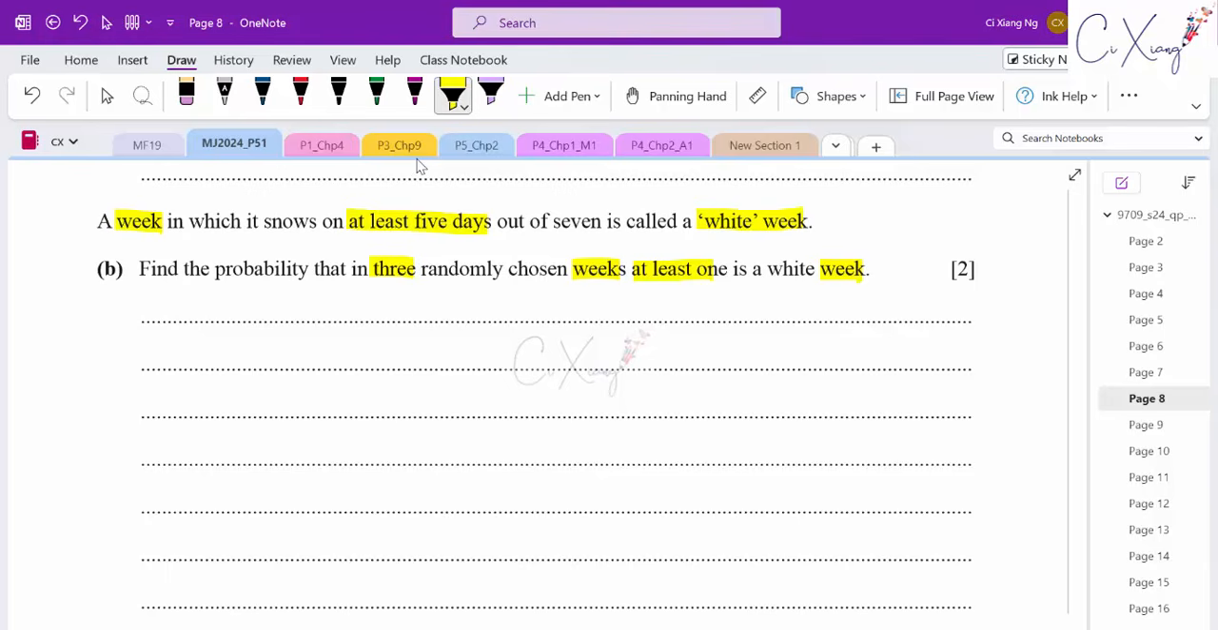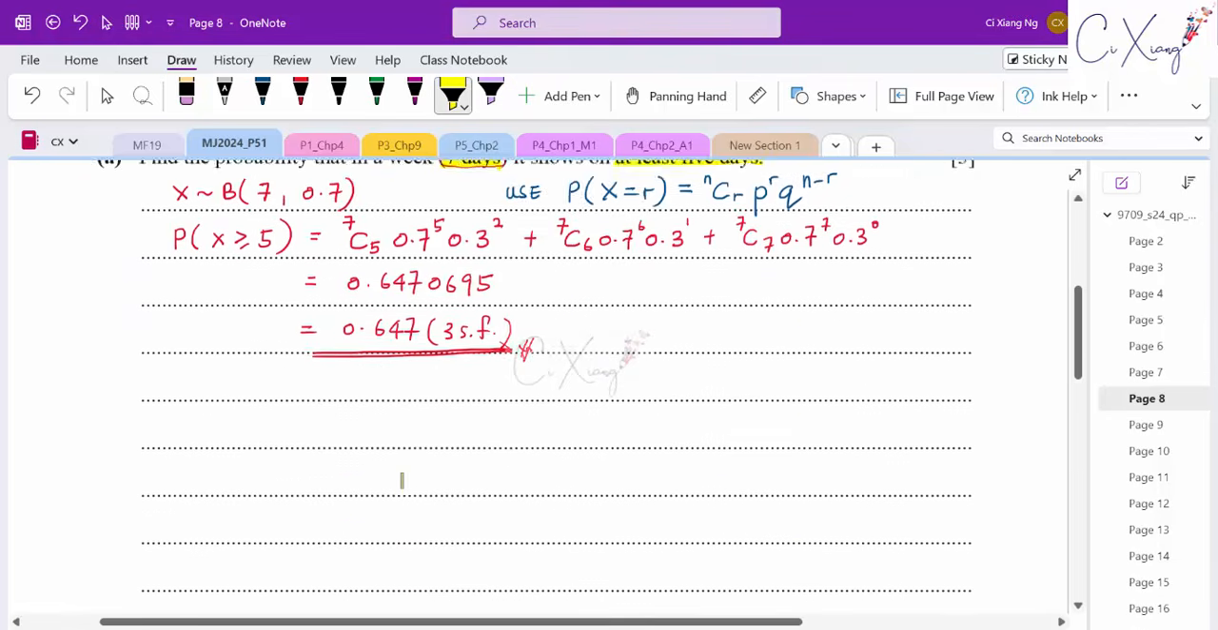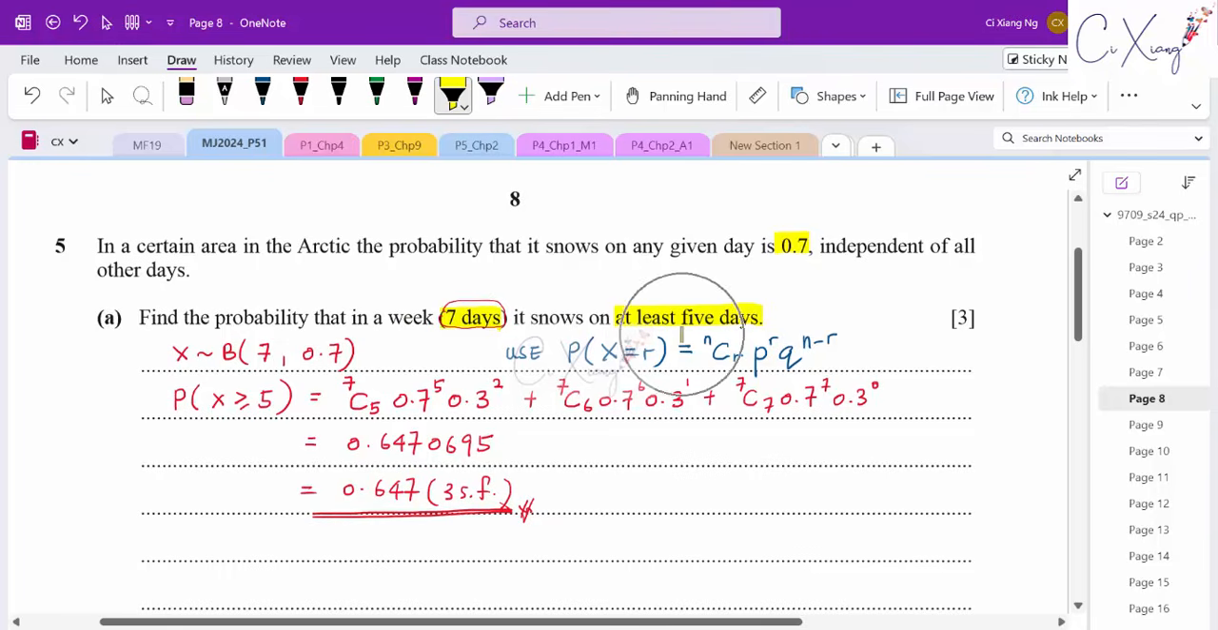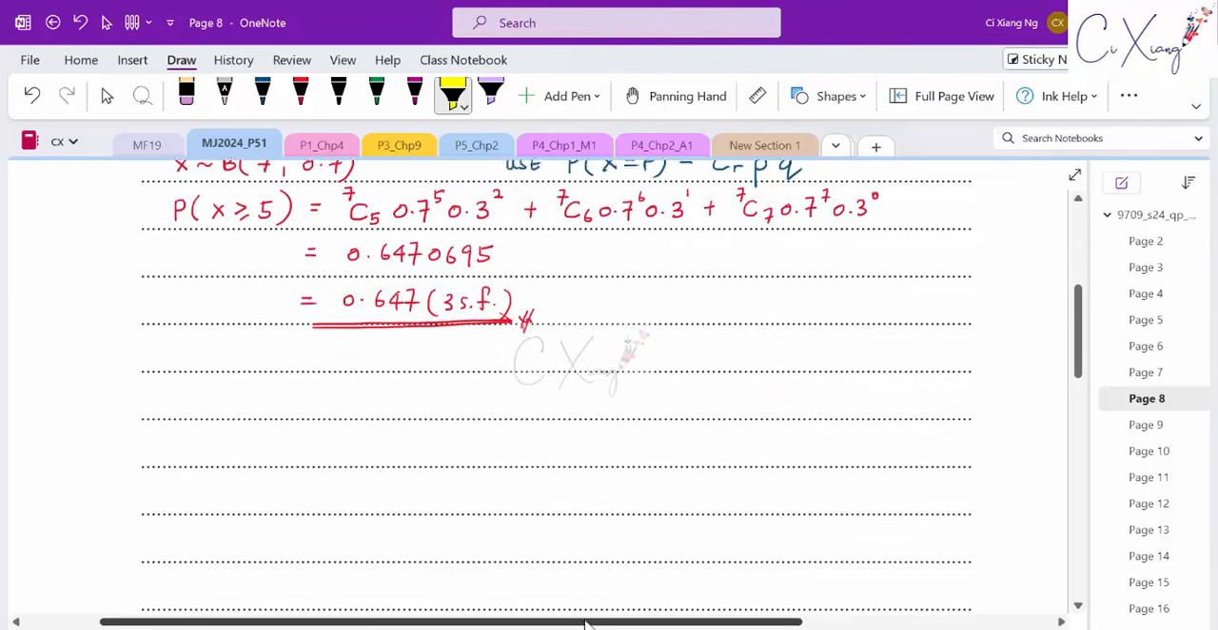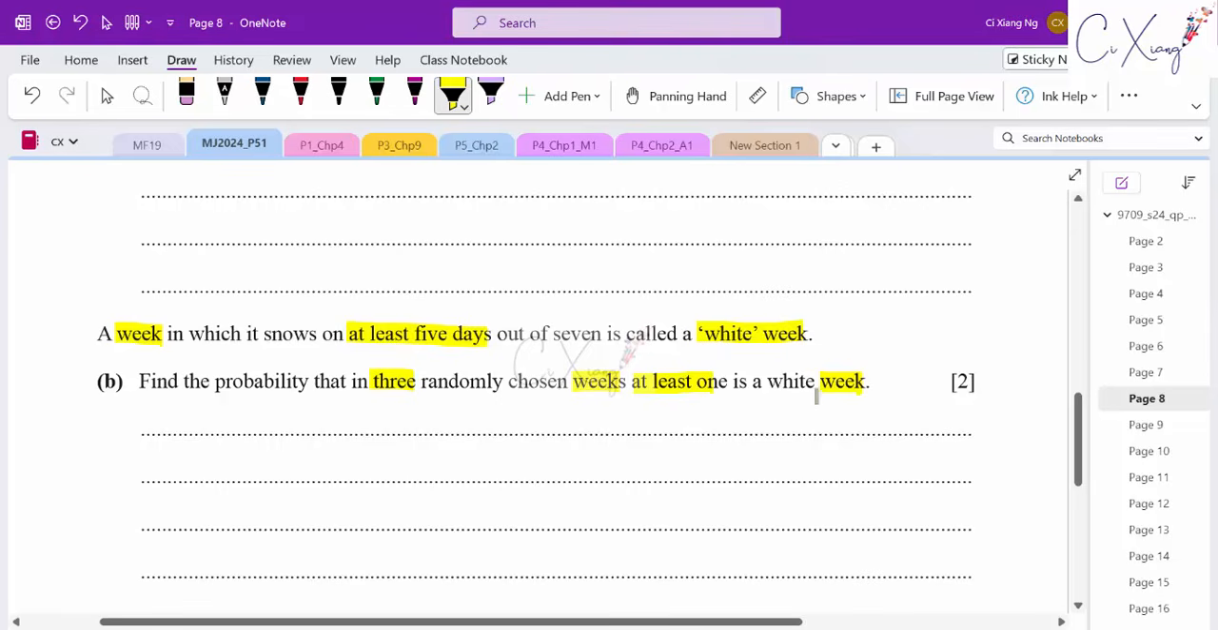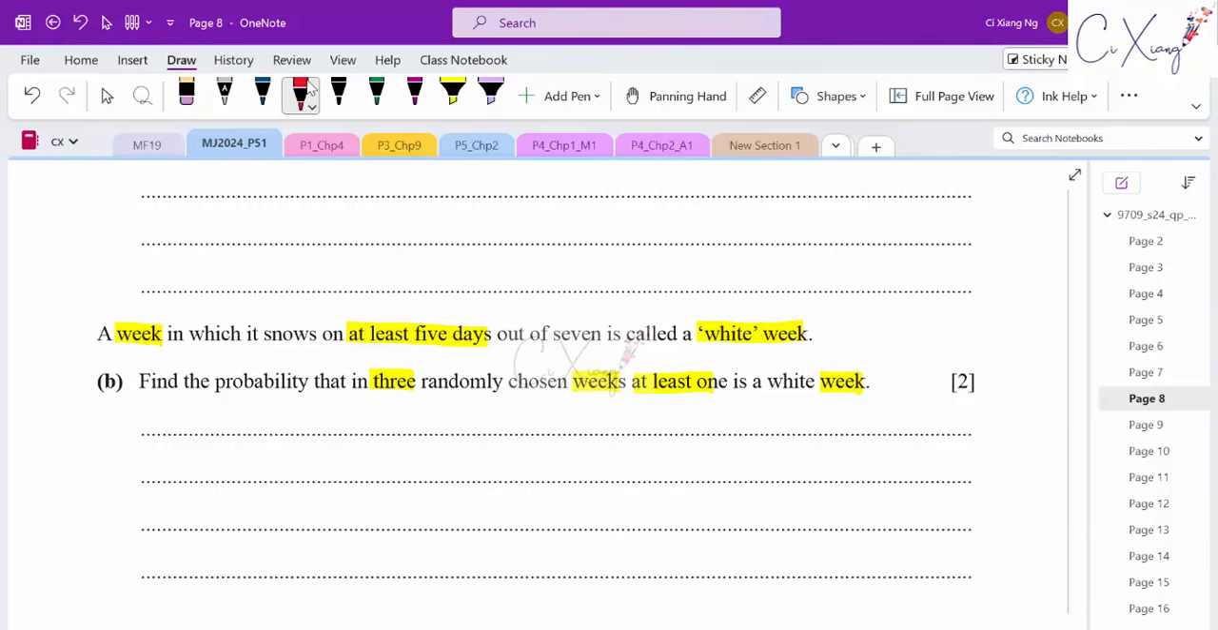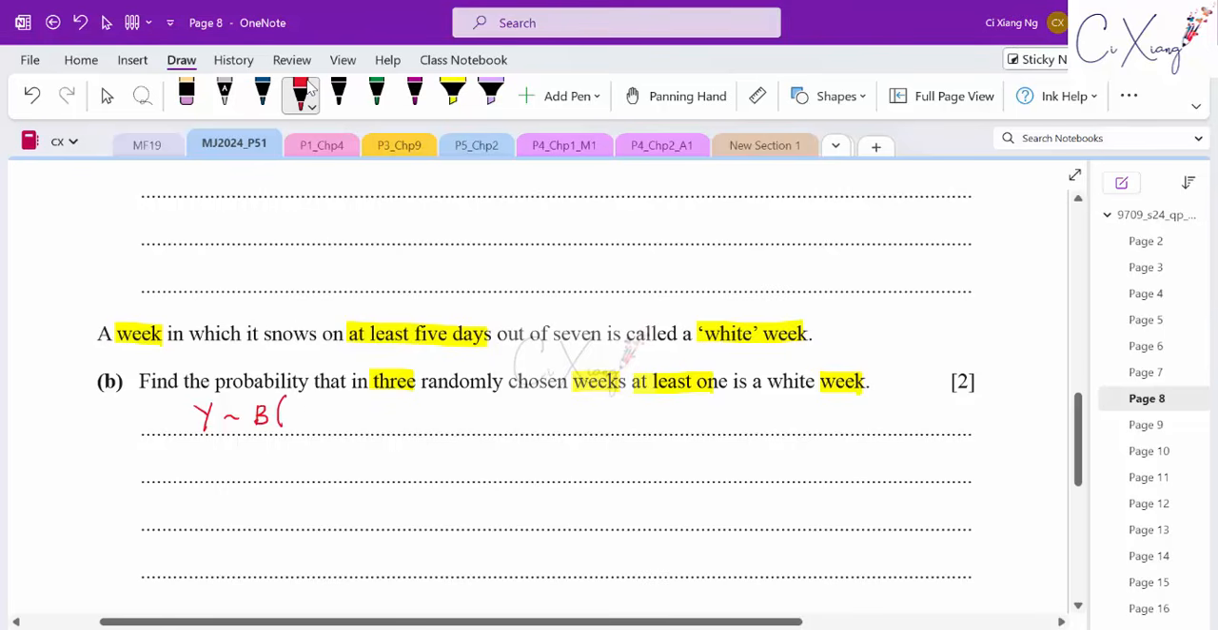So it is still a binomial distribution, but different from what we have in part A. Part A is talking about the number of days. If you look one more time, they are talking about at least 5 days. And now they are talking about at least 1 week. Therefore, if you want to differentiate them clearly, you can use another random variable, which is y. We take y as the number of weeks. So y is also binomial distributed. I have 3 weeks in total, which is the n. And then what is the probability for snow?